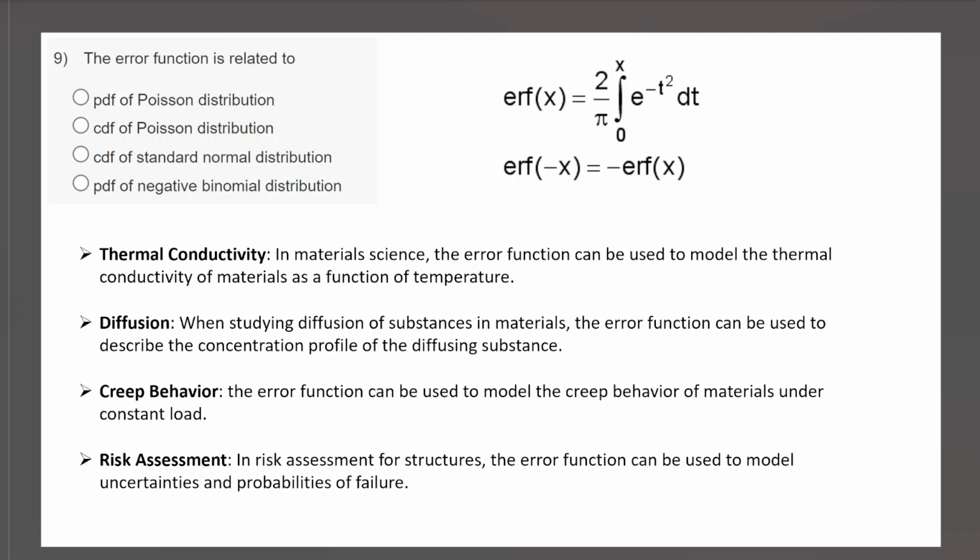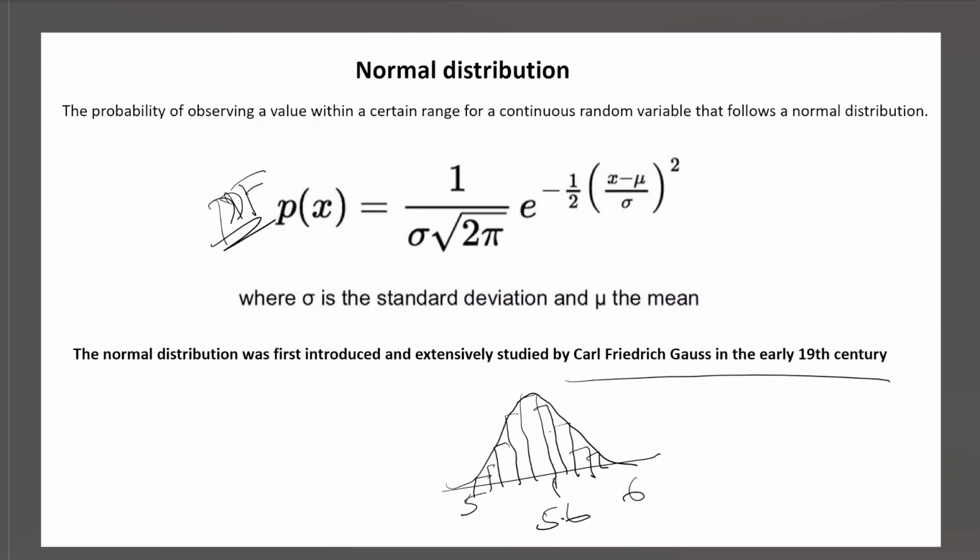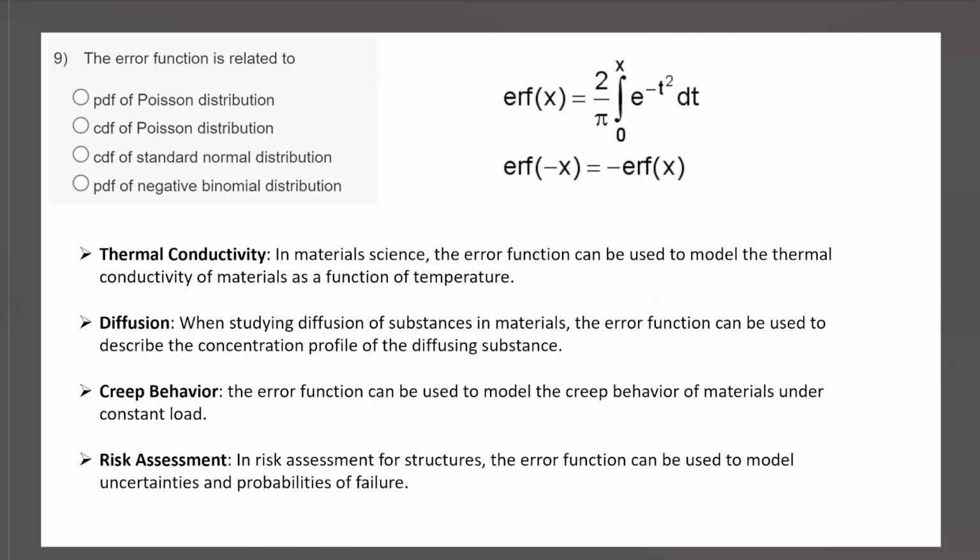So what is the error function? The error function of x is given by 2 by square root of pi, times the integral from 0 to x of e power minus t square dt. If you closely observe this, it looks similar to the Gaussian function or the normal distribution, where (x minus mu by sigma) the whole square is replaced by t square.